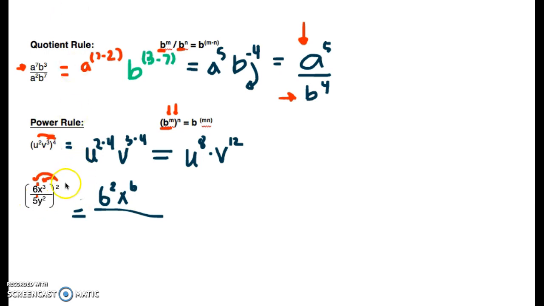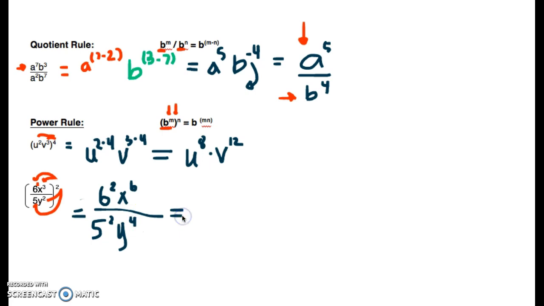Then we do the same thing with the denominator. I have a squared that is going to go to the first power of the 5, and I have the 2, the squared, which is going to go to the y squared there. So I have a 5 to the second power, y to the 2 times 2, which is 4.